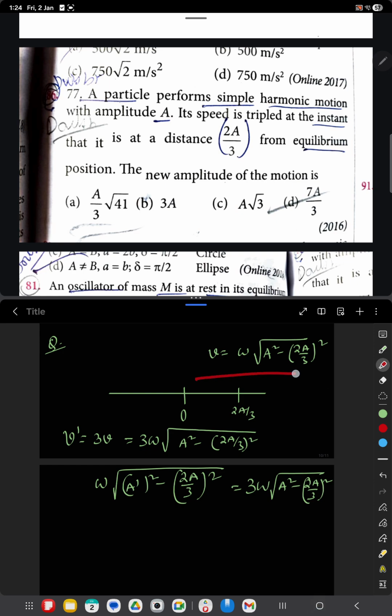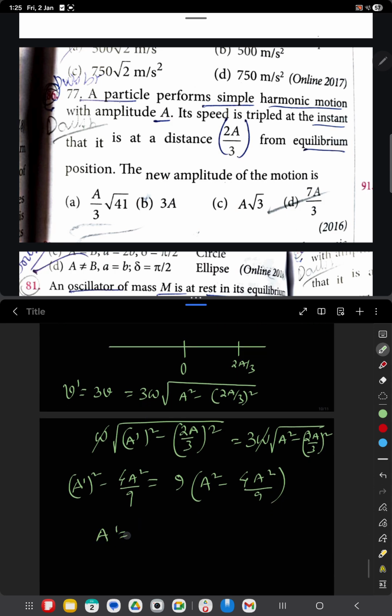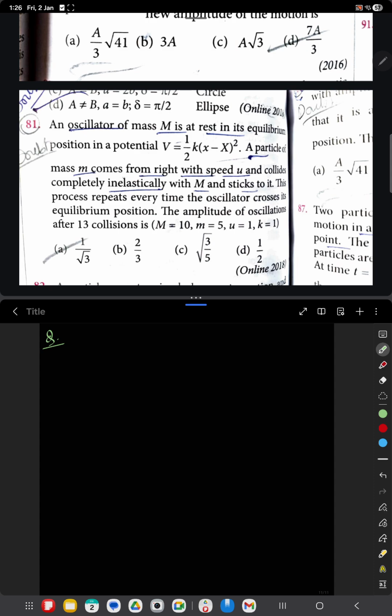So now you may write v is this one, so 3v will be 3 into omega root of a square minus 4a square by 9. Now the new amplitude will be a dash, so v dash is equal to omega root of a dash square minus x square. Now omega gets cancelled out, so a dash square minus 4a square by 9 is equal to 9 times (a square minus 4a square by 9), and from there on you can get the answer. A dash is equal to 7a by 3. This is a good question from SHM.